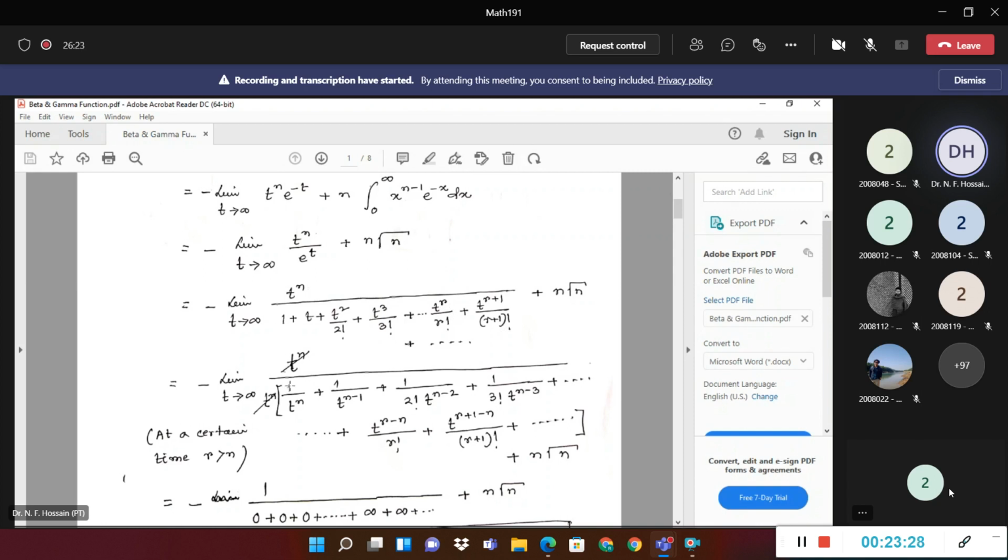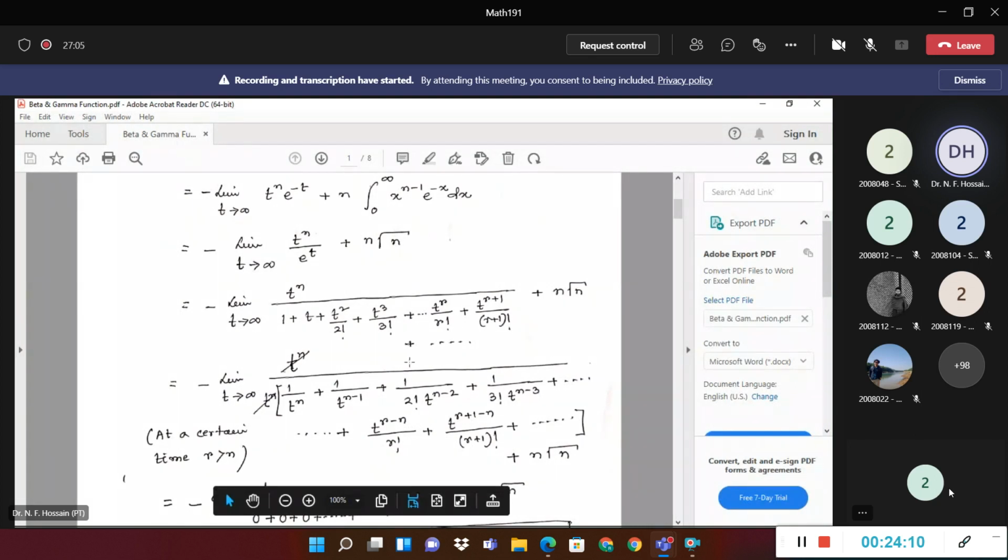Anyway, from the lower part, you are taking t to the power n common. So the first term should be 1 by t to the power n. The second term, 1 by t to the power n minus 1. The third term should be 1 by factorial 2 into t to the power n minus 2, and so on. And when r is greater than n, taking t to the power n common, it should be t to the power r minus n divided by factorial r. The next term should be t to the power r plus 1 minus n divided by factorial r plus 1. The next term should be t to the power r plus 2 minus n divided by factorial r plus 2, up to infinity.